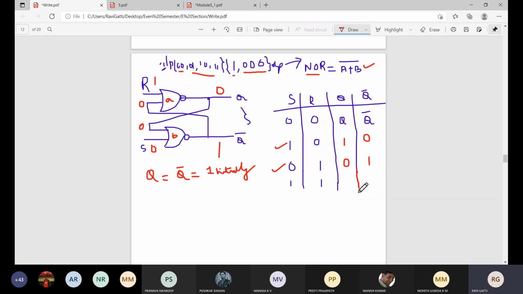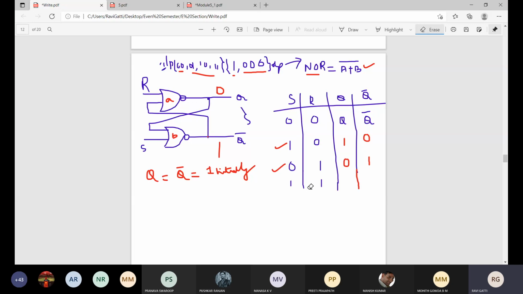Is that clear? See, because if you understand this, the remaining everything will be easy. If you do not understand this, then the next case will be very difficult for you to understand. Is that clear? Shall we go next? Yes, sir.